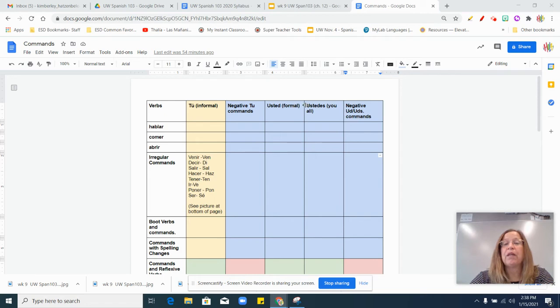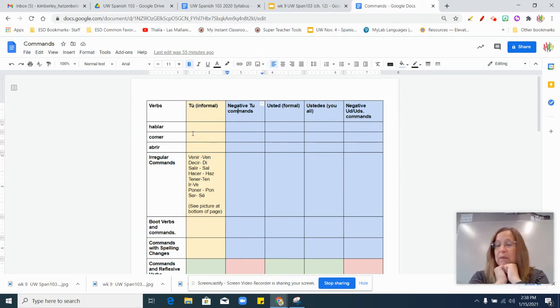Is it a formal command? Are you talking to a teacher or are you talking to a group of people? Then you're going to use usted or ustedes. Then you also have to think about if it's an affirmative command, like do this, or eat this. Or is it a negative command? Don't eat this. Don't do this.